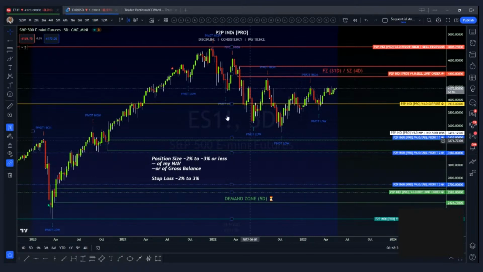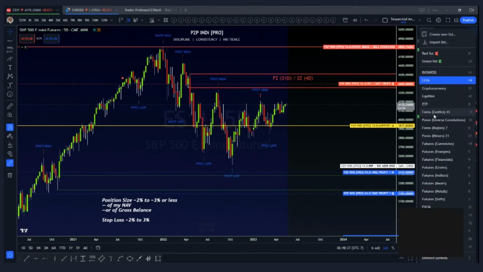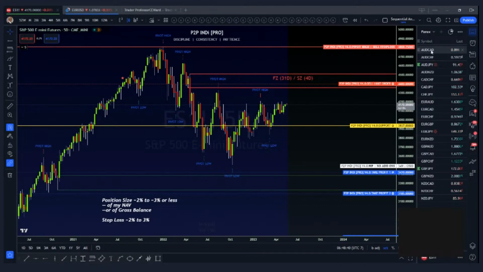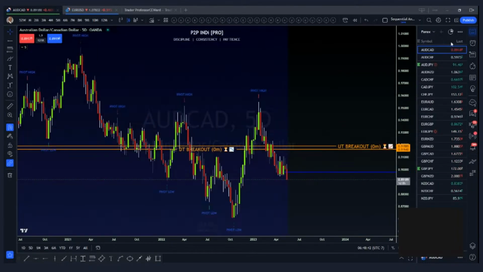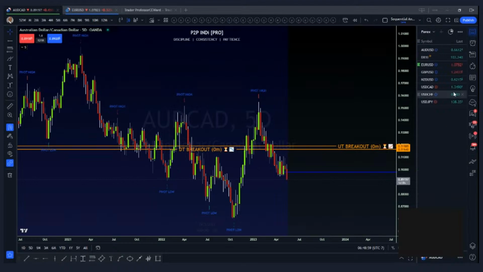So I'll give you an example. I'll go on a chart. I'm not trading. Dollar is trading at $1.07.